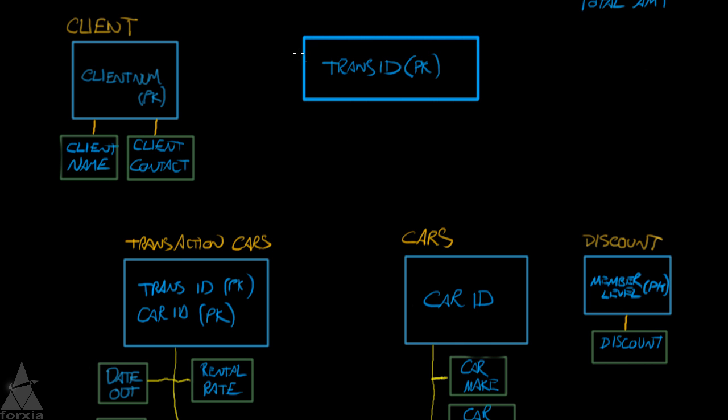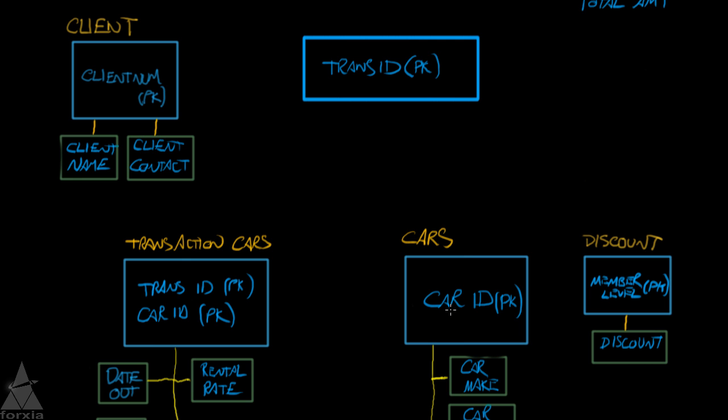So if we were to pick up one of the orders, given the format that we have now, what can we find out about this order? Well, let's take a look around the databases. The car ID is a primary key. Transaction ID is only propagated over into the transaction cars. So we have a link between transaction ID and this transaction cars entity.